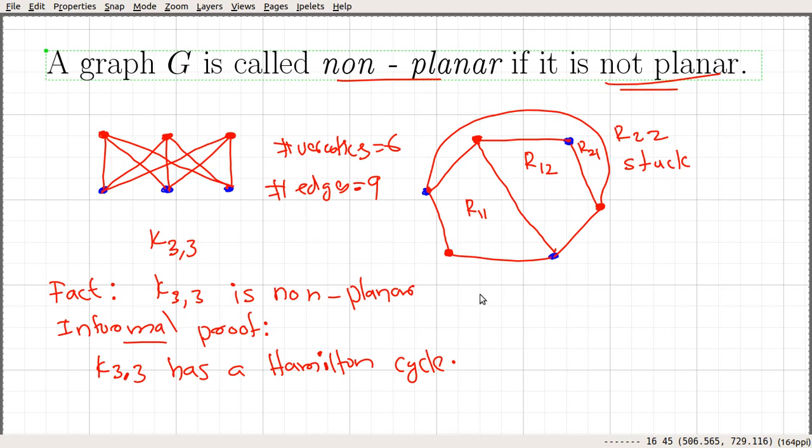Here let me give the argument why this does not work. By the pigeonhole principle, we have two edges. We consider the middle region here. We can see that there will be two edges that pass through this region or this region. So we have only one region and two edges, and by the pigeonhole principle they must intersect.